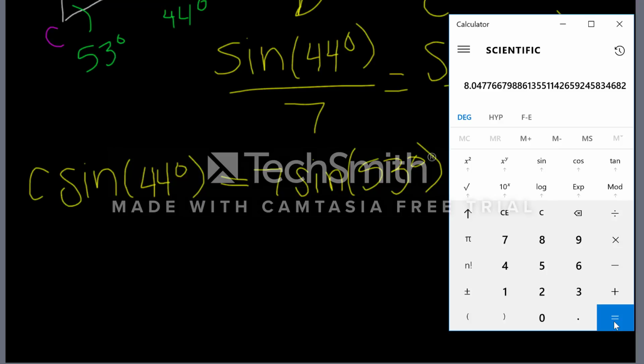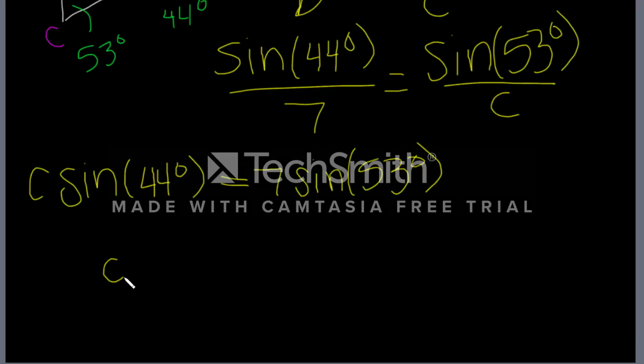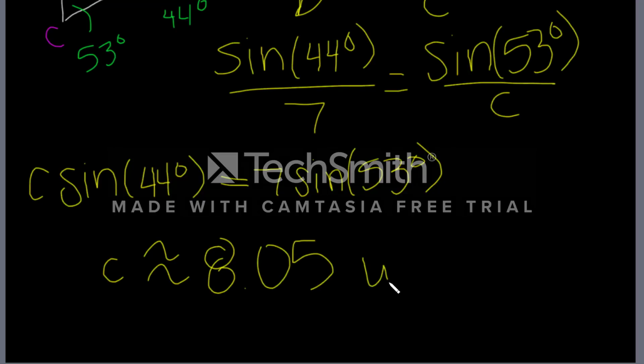But for this unit, we're going to always try and round to the second decimal place. So we know that C, or side C, is approximately 8.05 units, since we weren't given anything specific. Hopefully that makes sense to you guys. I'm going to throw it back so we can move on to the next problem.